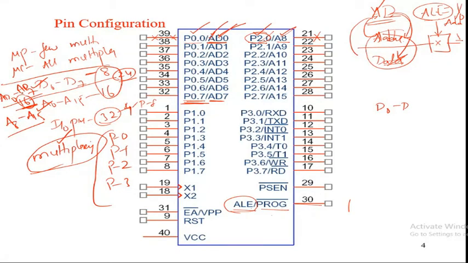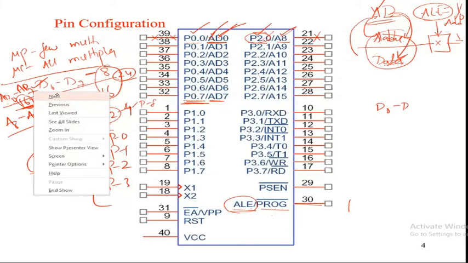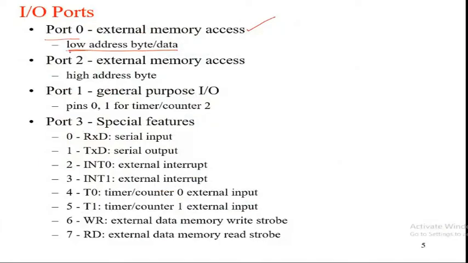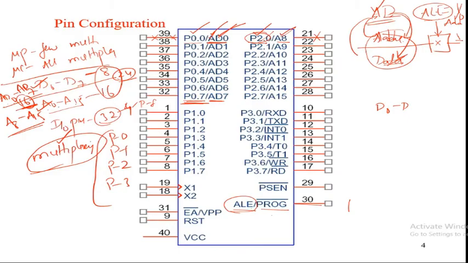So D0 to D7 means that in total 8 data lines are there, but in the address bus, A0 to A15 in total, A0 to A7 are the lower address bus and A8 to A15 are the higher order address bus. So that's why port 0 represents the lower address, whereas port 2 represents the higher address. Every port's pins are represented as, suppose port 0, in total we have 8, so those 8 are represented as port 0.0 to 0.7.